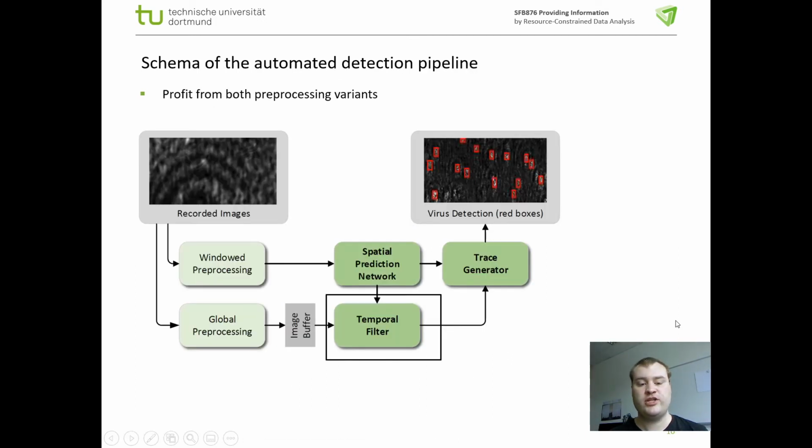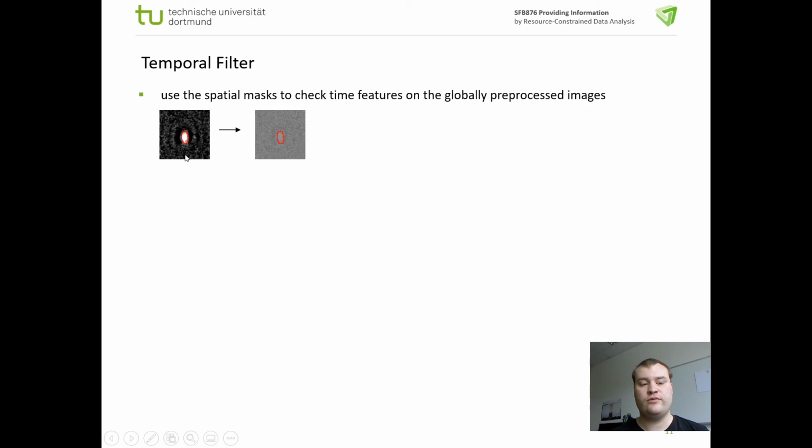After we saw how the spatial predictions are made, we will now have a look at the temporal filter. The temporal filter receives the bounding boxes and masks from the spatial predictor and the globally preprocessed images. So when we receive such a mask, which we can see here, the red polygon represents the mask, so everything inside this polygon will be belonging to the mask. And we transfer this to the globally preprocessed images.